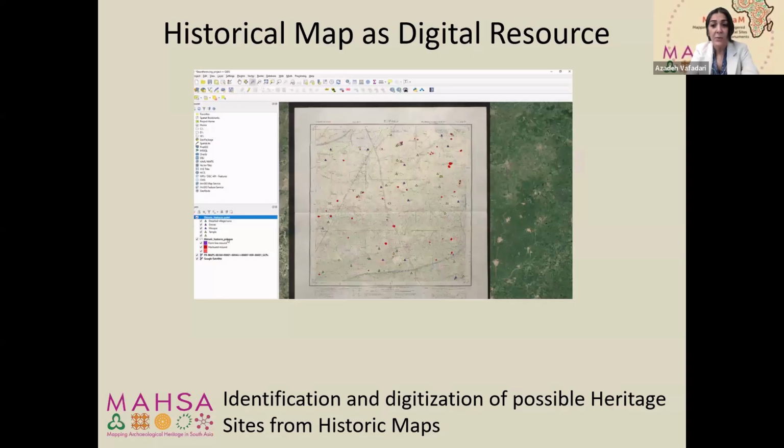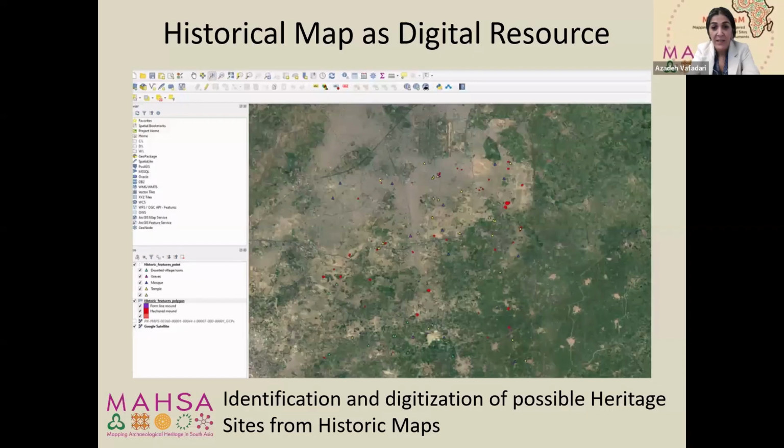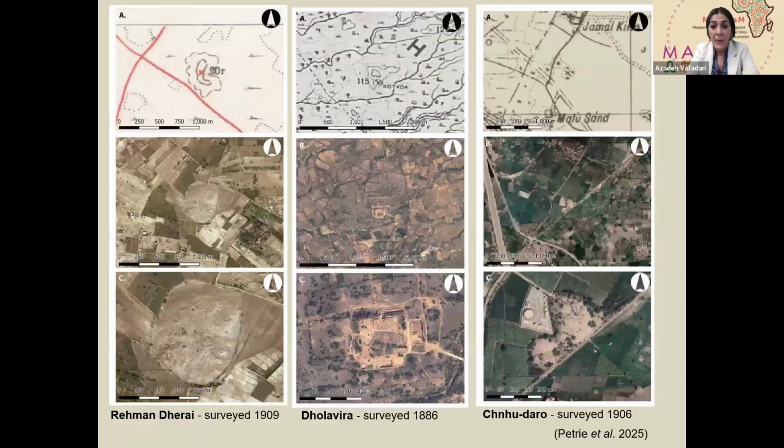One of the most common uses of this layering of information, and what is used a lot at MAHSA, is to layer and georeference historical maps, specifically Survey of India historical maps. I'm not going to talk about that. We have a workshop dedicated to that, and it's on our YouTube. You can digitize features that are important archaeologically from these maps, and then you can see them on Google Earth imagery and study them further.